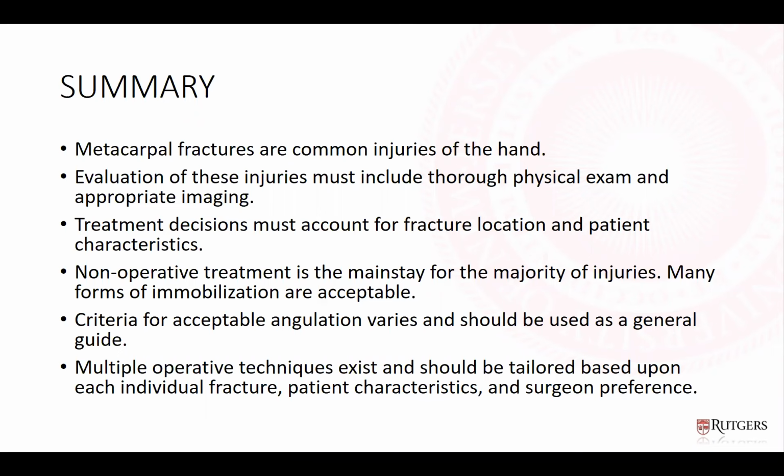What's the structure that prevents it from shortening more than 5 or 6 millimeters? So it's the inner metacarpal ligament that really prevents the shortening. Yeah, sometimes that's an in-service or a board question, the deep transverse inner metacarpal ligament. Yep.